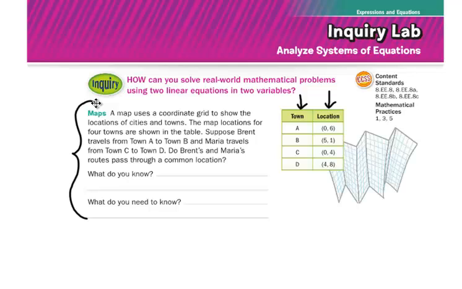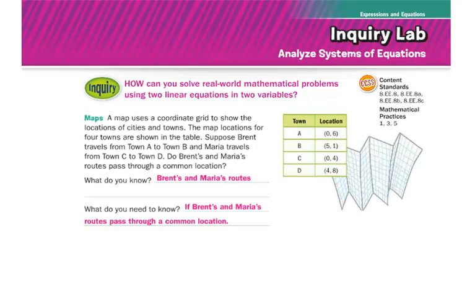So what do we know? We know Brent and Maria's routes. And what do we need to know? If Brent's and Maria's routes pass through a common location, what is that asking? That's asking, do the two lines intersect?